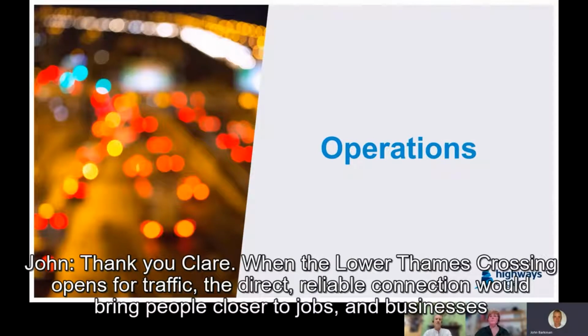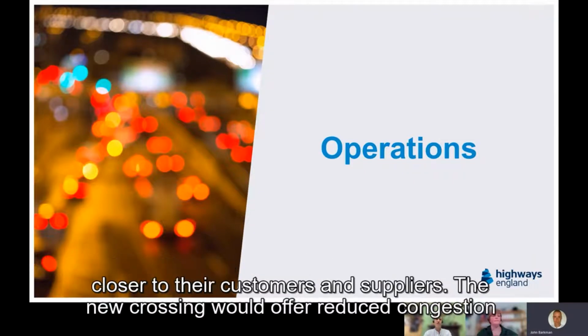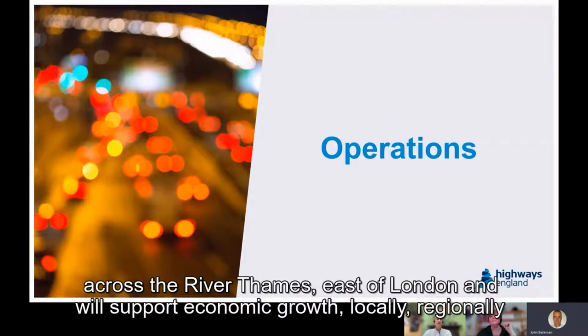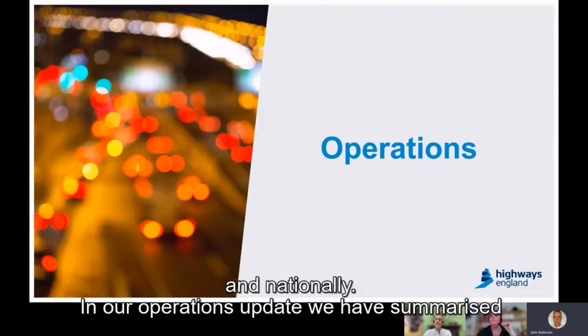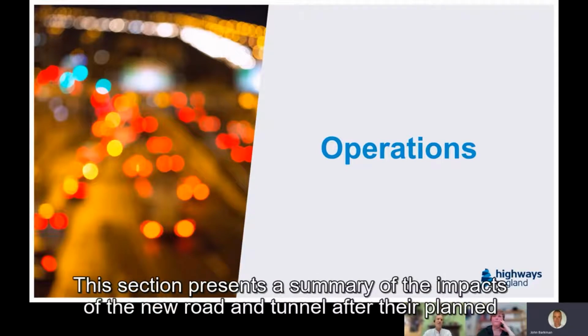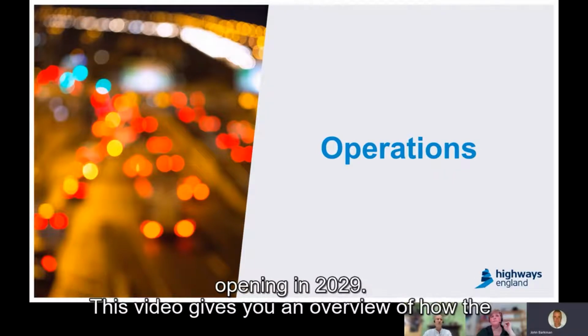Thank you, Claire. When the Lower Thames Crossing opens for traffic, the direct, reliable connection would bring people closer to jobs and businesses closer to their customers and suppliers. The new crossing would offer reduced congestion at the Dartford crossing and approach roads, additional capacity, more reliable journeys across the River Thames, east of London, and will support economic growth locally, regionally, and nationally. In our operations update, we've summarized the impact of the operation of the road on your community and on the local environment. This section presents a summary of the impacts of the new road and the tunnel after their planned opening in 2029.